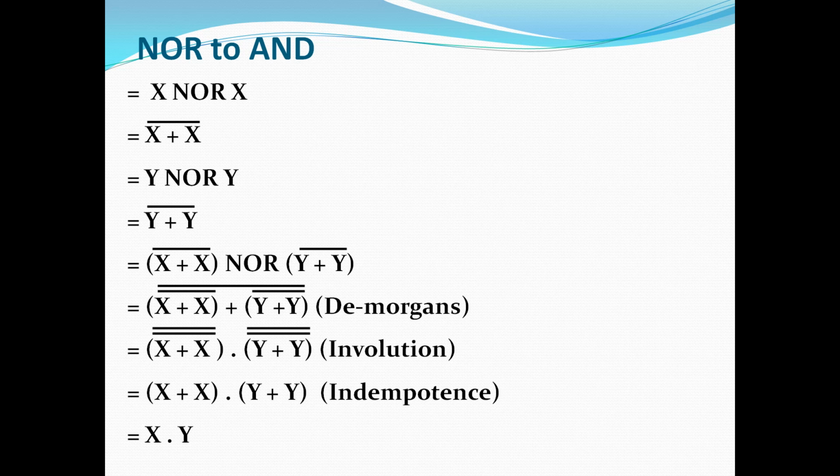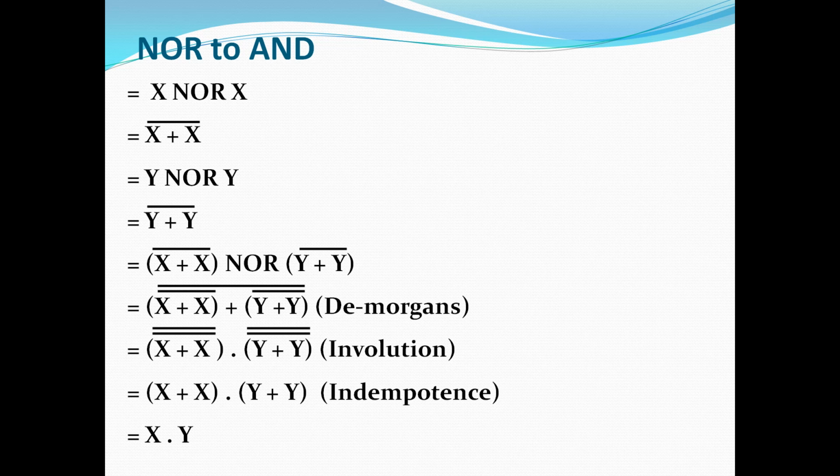Then the NOR operation gives ((X plus X)' plus (Y plus Y)')', that will be the output. After that, apply De Morgan's theorem, because we have to reach X dot Y.